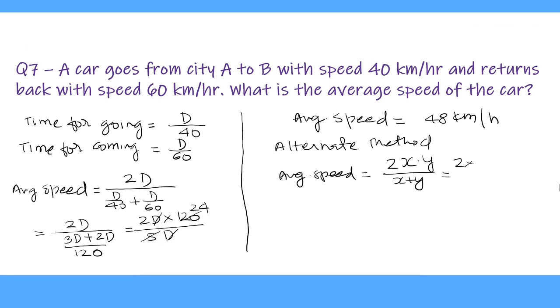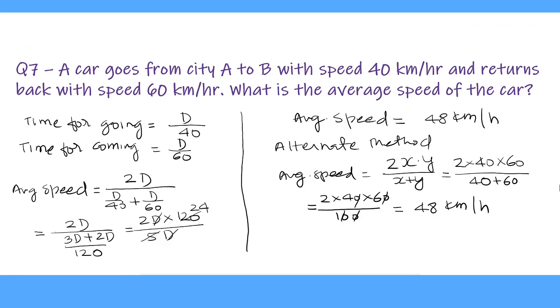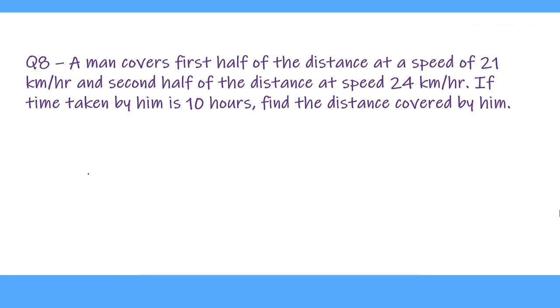So this gives us 2 multiplied by 40 multiplied by 60 upon 40 plus 60, which is 100. So this gives us 2 multiplied by 40 multiplied by 60 upon 100, and we cancel zeros of the denominator by zeros of the numerator, and we get 2 multiplied by 4 multiplied by 6, which is 6 times 4 is 24, times 2 is 48 kilometers per hour. So this way we can solve it by the shortcut method using the formula for same distance. If two different speeds are there, then the average speed is 2 into x into y upon x plus y.